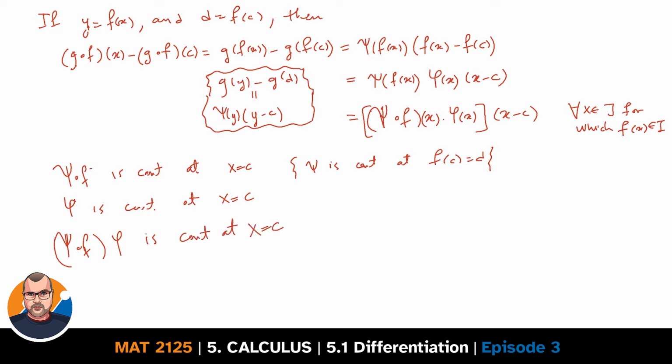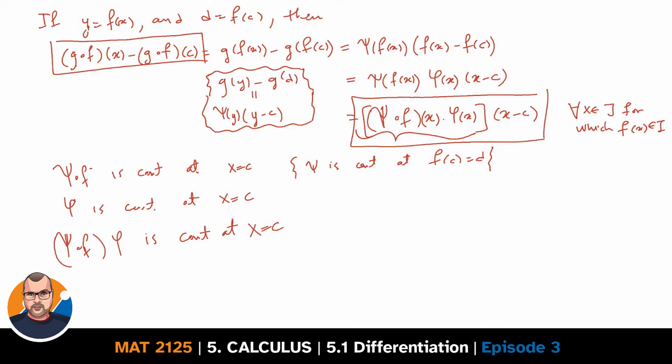Now look what we've written here. g composed with f at x minus g composed with f at c is equal to some function at x times x minus c for every x in the interval J. By Carathéodory's theorem, what this says is that the derivative of g composed with f at c is exactly this expression here at c.